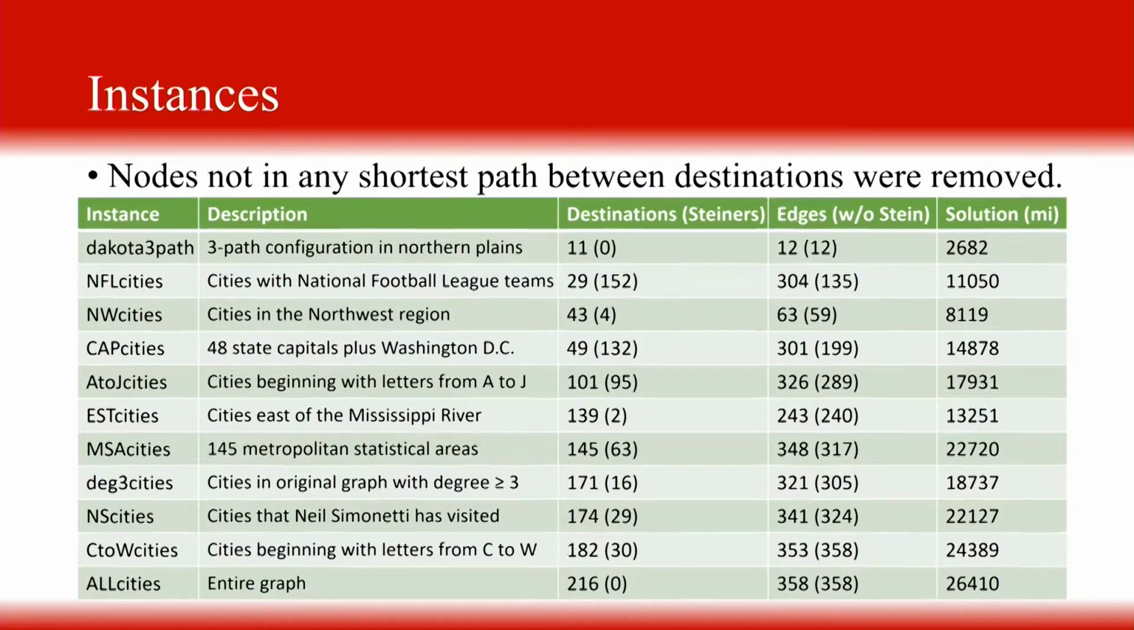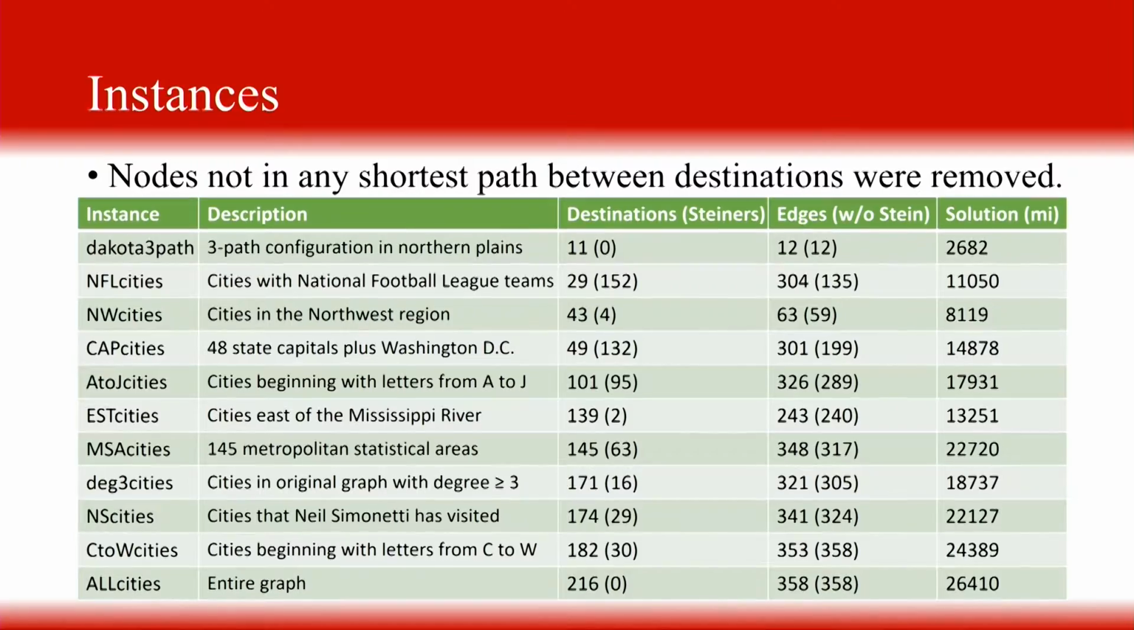So here are a bunch of instances we created. I choose a subset of nodes, I take all the nodes that are in shortest paths between those nodes, and that makes a problem. The number of Steiner nodes is in parentheses for each of these cases.